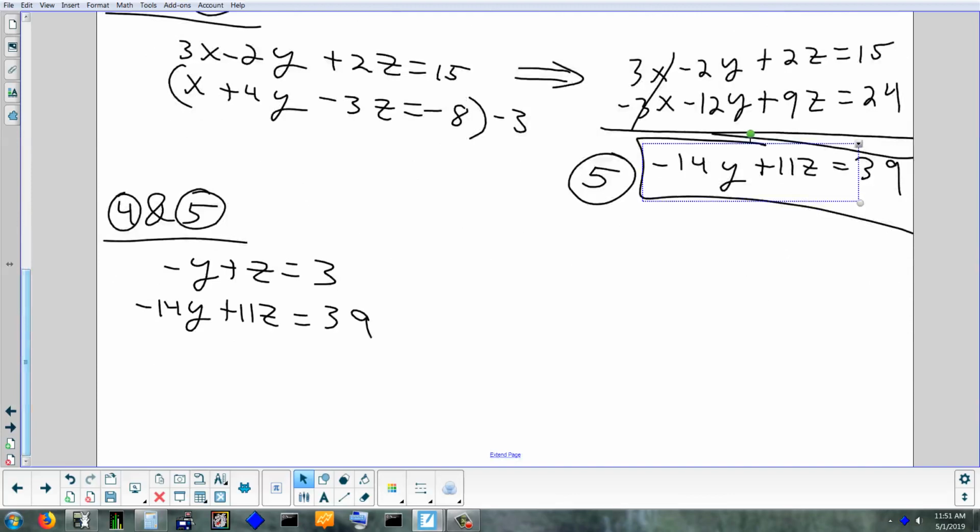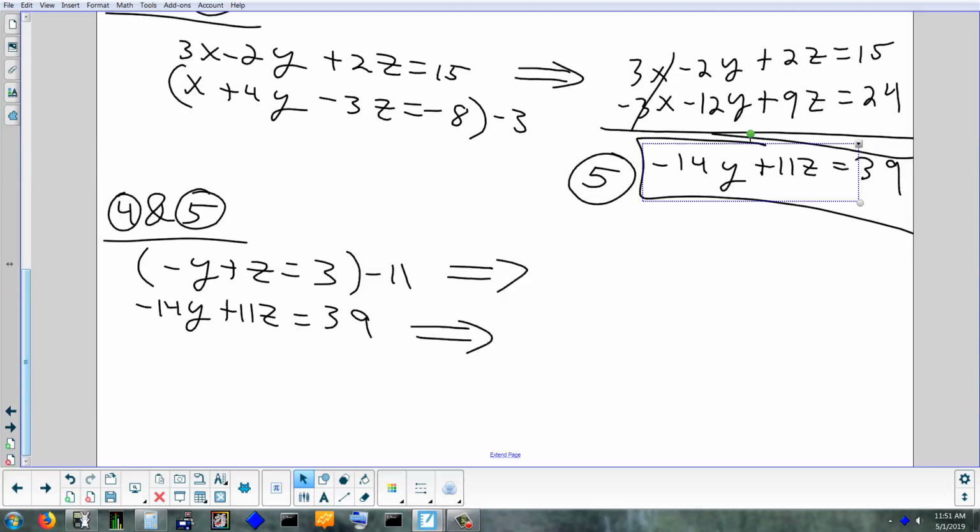So now you've got a choice. You can pick y or z. So which letter do you guys want to eliminate? Let's go with z. Okay. Which equation would we have to change to make that happen? The top one. What would you have to multiply it by? Negative 11. Yep, negative 11.